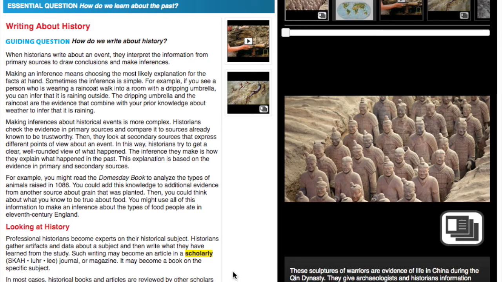Experts in the field will review the sources and write their own articles. They evaluate how the historian has interpreted the facts. This study of historical interpretation is called historiography. Historians must keep accurate notes and be careful that their inferences are reasonable. Okay, so you can see you have the vocabulary word scholarly there, and the definition at the bottom of the page: concerned with academic learning or research.